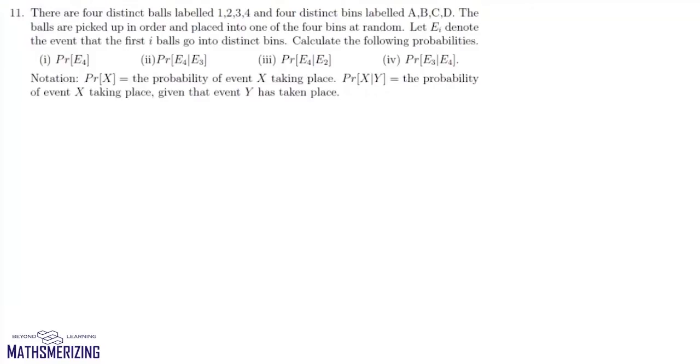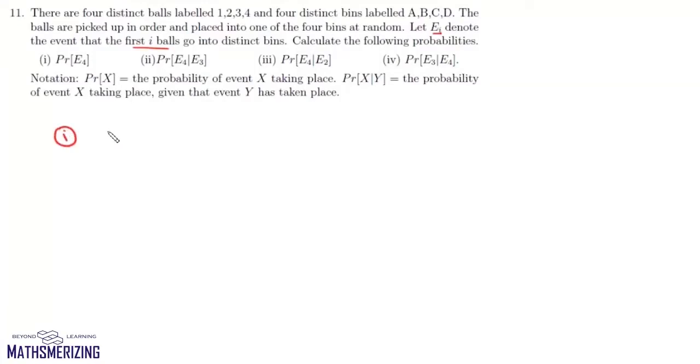Now question number 11 is, there are 4 distinct balls labeled 1, 2, 3, 4 and 4 distinct bins labeled A, B, C, D. The balls are picked up in order and placed into one of the 4 bins at random, and let EI denote the event that the first I balls go into distinct bins. Now calculate the following probabilities.